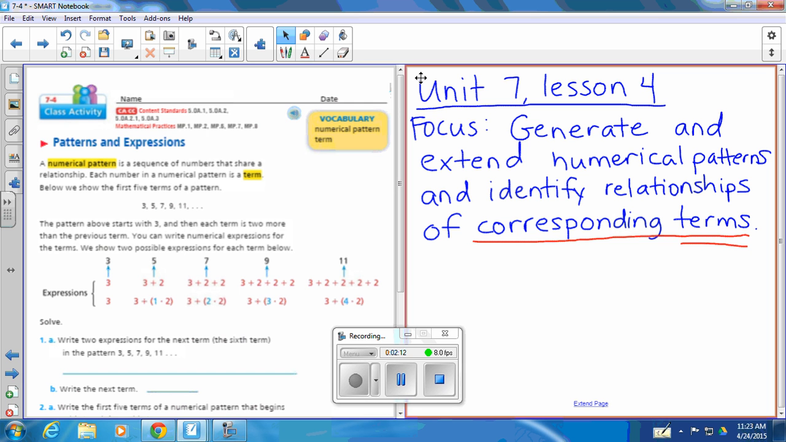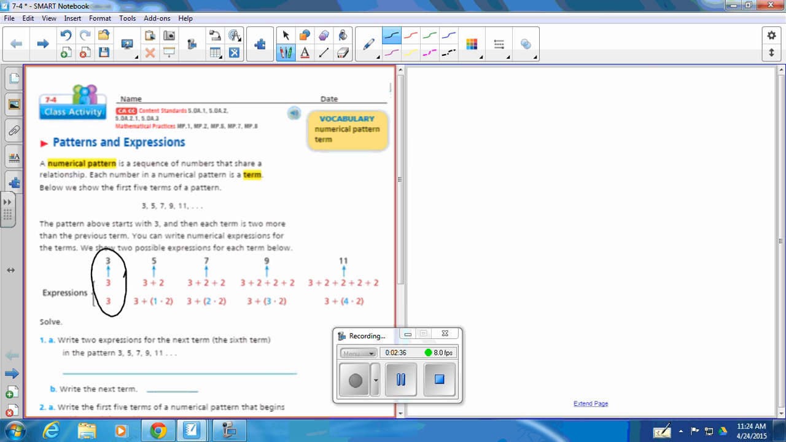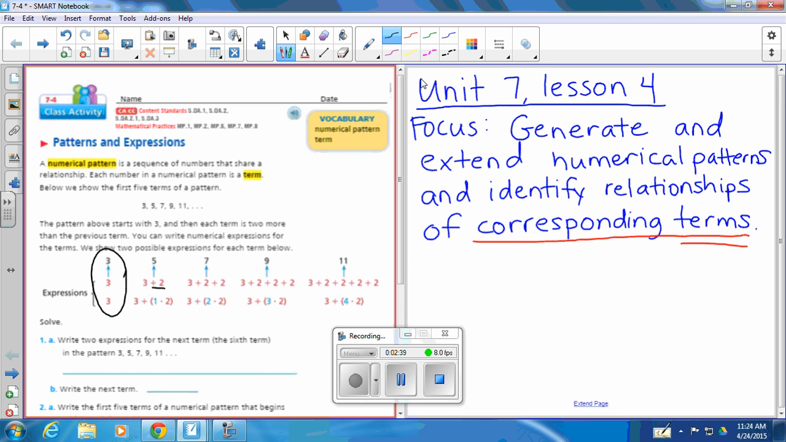Okay, so below there are the first 5 terms of a pattern, 3, 5, 7, 9. And that pattern starts with 3, and then each term is 2 more than the previous term. Okay, so if you look underneath that, it says you can write numerical expressions for the terms. Could you scooch back? Thank you. Okay, so here we start with 3. And then we know we added 2 to every term. So here 3 plus 2 is our next one. Notice we have it as 3 plus 2 here, but it's also, okay, this is our next term. So we start with 3. This is our first term in the sequence, and we know we're adding by 2 each time.